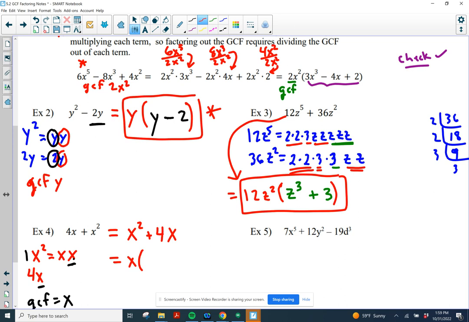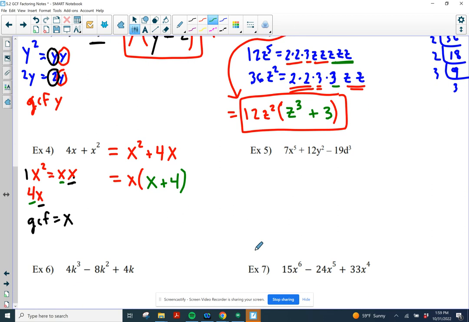And then what's left? Well, if I take out an x, I'm left with an x. And if I take out an x, I'm left with a 4. Or, as we said, to figure out what needs to go here, you do x squared divided by x, which is x. And to figure out what goes there, you can do 4x divided by x, and that's 4. Final answer, x times x plus 4. And remember, you can check your answer.